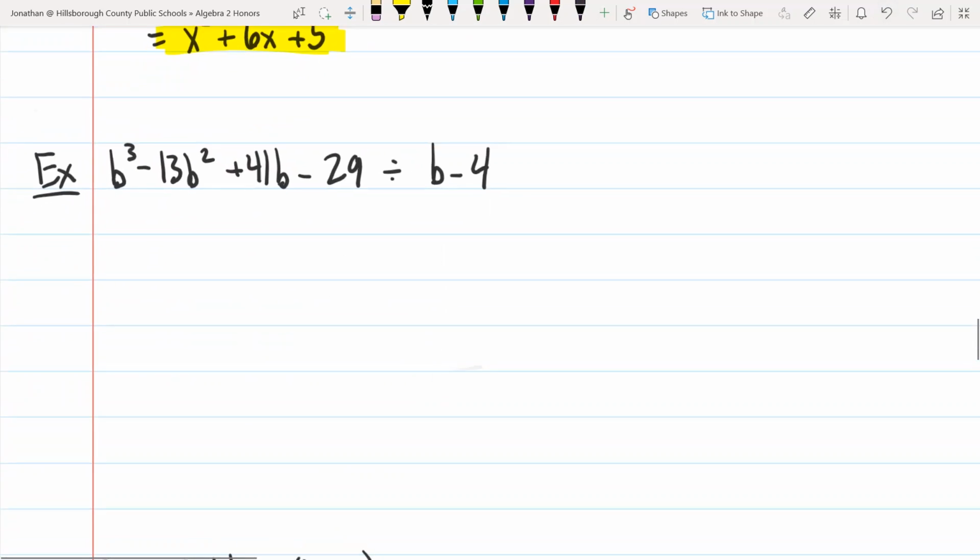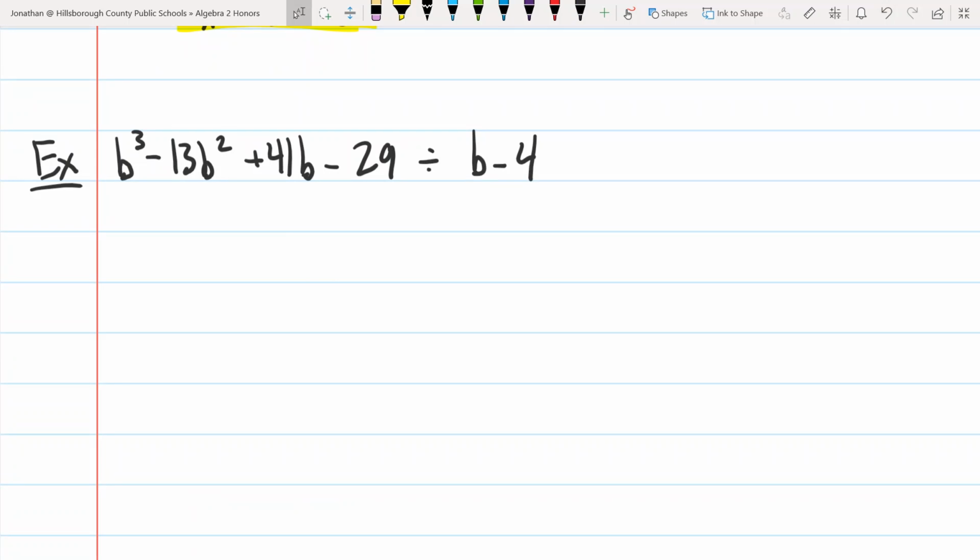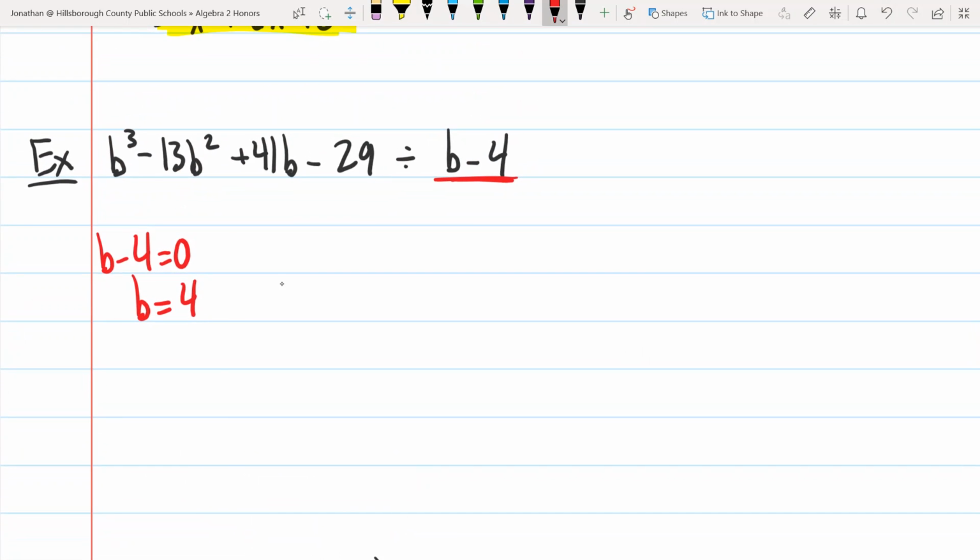Okay, next up. So b minus 4, that's going to be my number in the box. b minus 4 equals 0, so b equals 4. Give myself some space. Okay, and now I'm going to write out the coefficients. So 1b cubed, negative 13b squared, 41b, and negative 29. I'm going to draw my line.